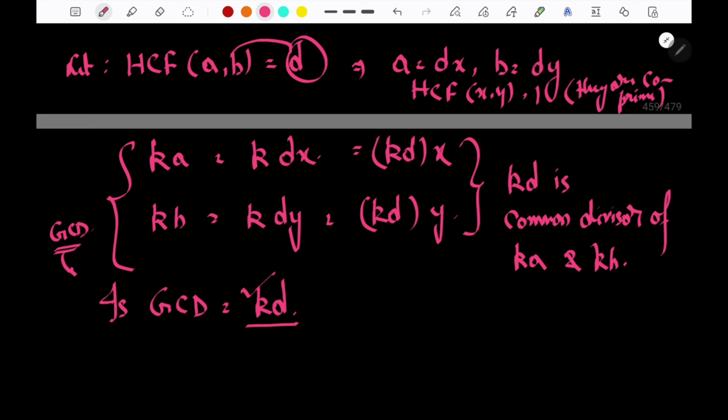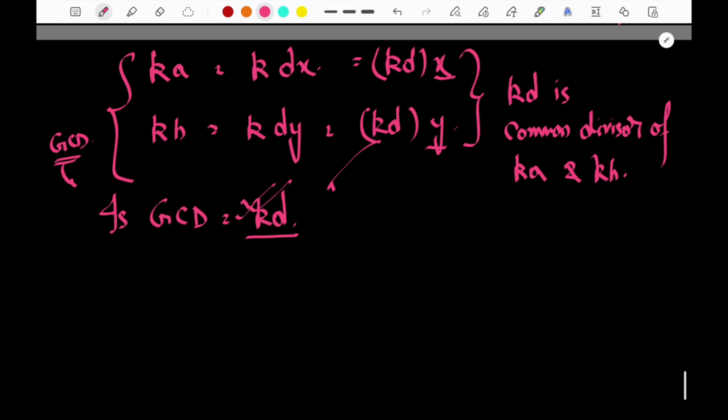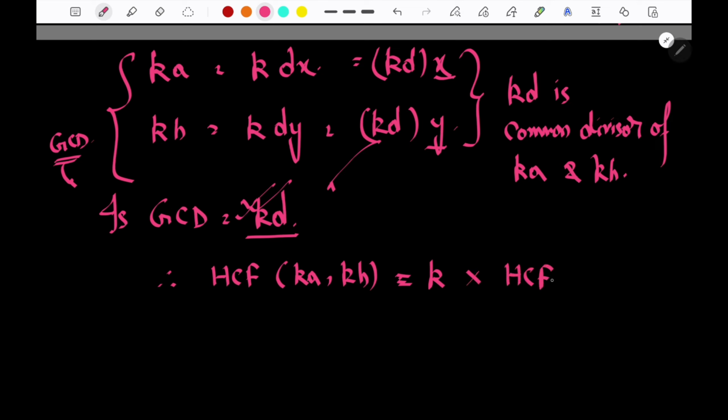I guess this is true. Why? Think of one way. X and Y are co-prime. It means X and Y have no common factor. So what is the greatest common factor that we can see? So this is Kd, and therefore GCD of Ka and Kb is equal to K into D itself. Done. So we can write HCF of KA comma KB as K times HCF of A comma B, and same goes for LCM. Same for LCM. Done.